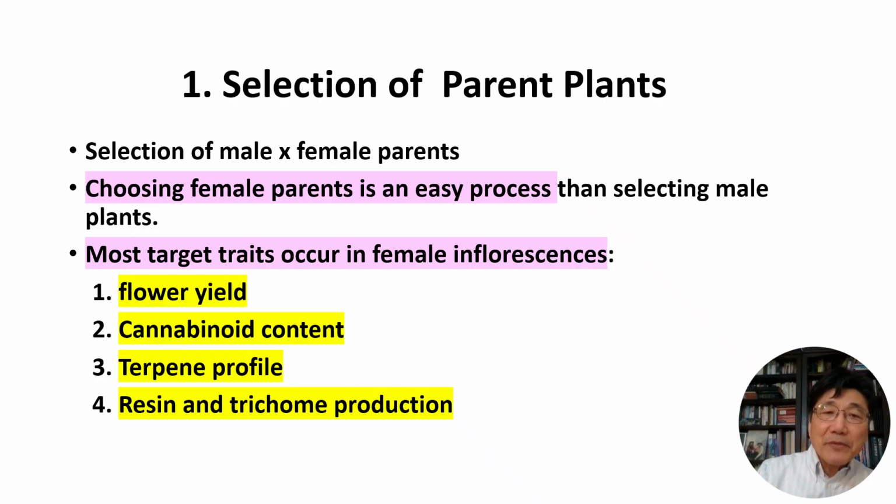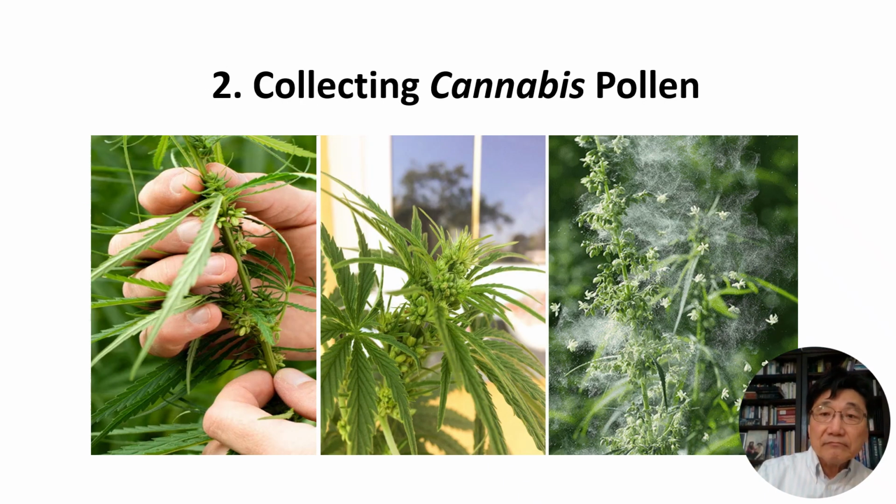Choosing female parents is an easier process than selecting male plants because male plants do not produce resinous flowers, so these traits cannot be directly evaluated in males. Cannabis is a dioecious species, meaning that it has both male and female plants.